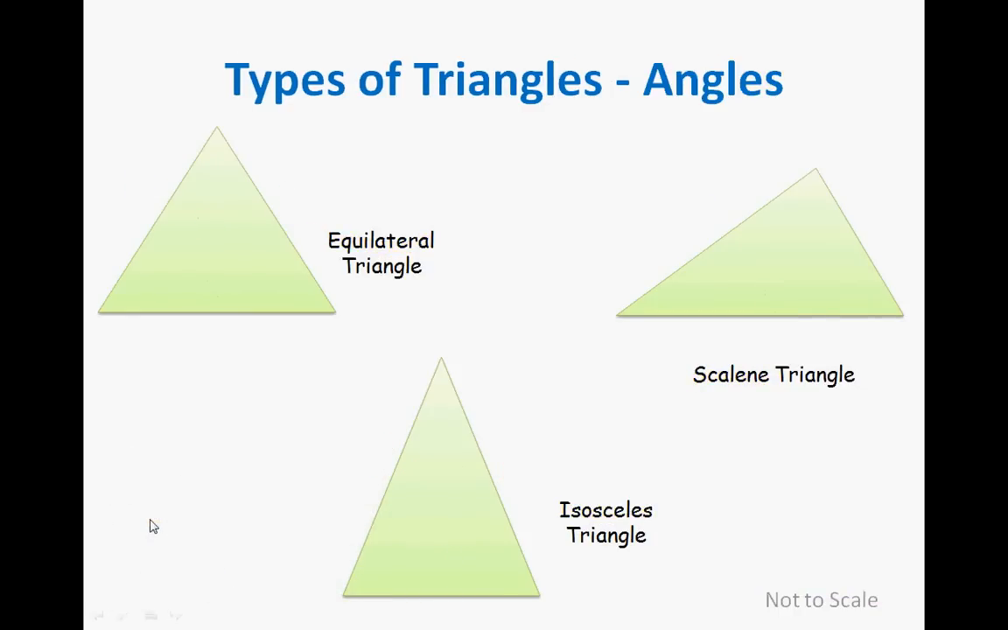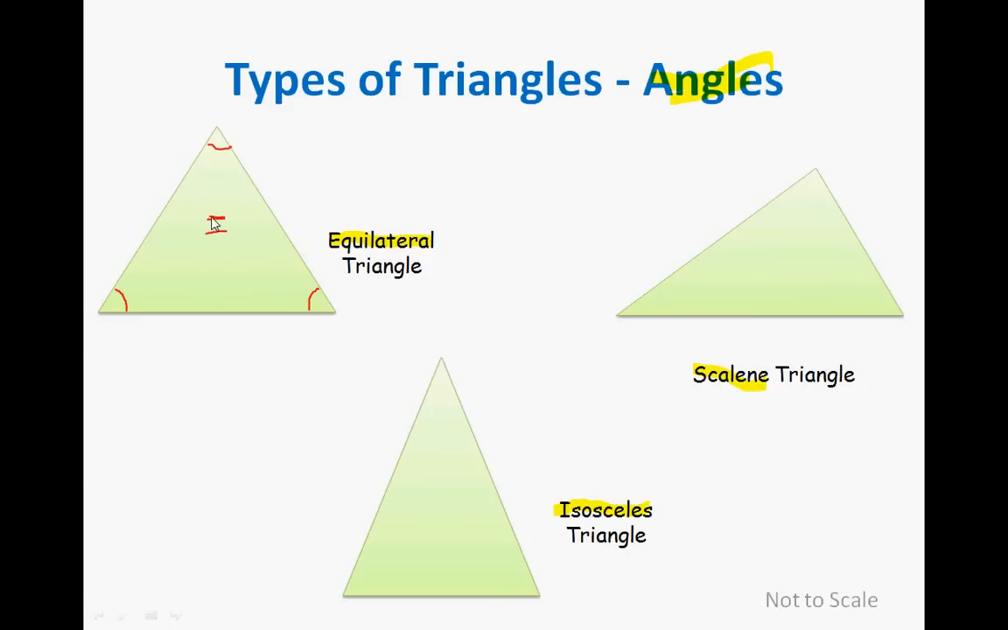So let's move on to the types of triangles and their angles. Here we have an equilateral triangle, an isosceles triangle, and a scalene triangle. Here they're exactly like the sides except for angles. In the equilateral we have three angles, and as I said with the sides, they're all equal, but here it's different.